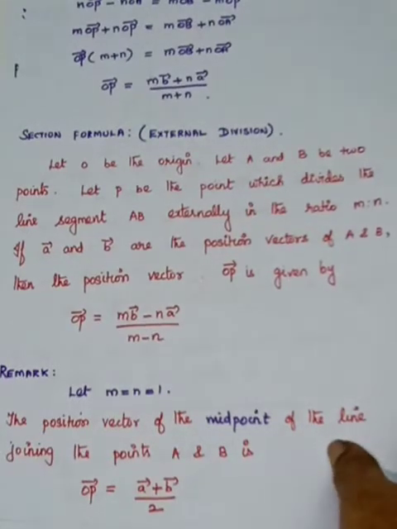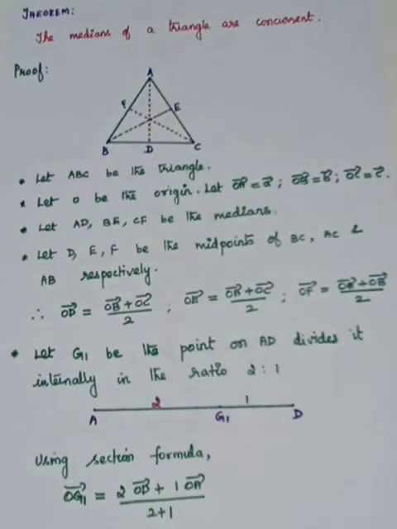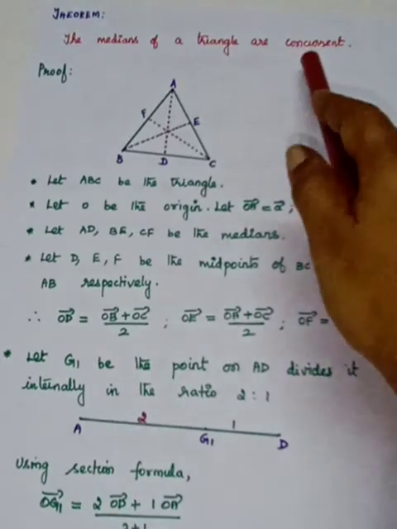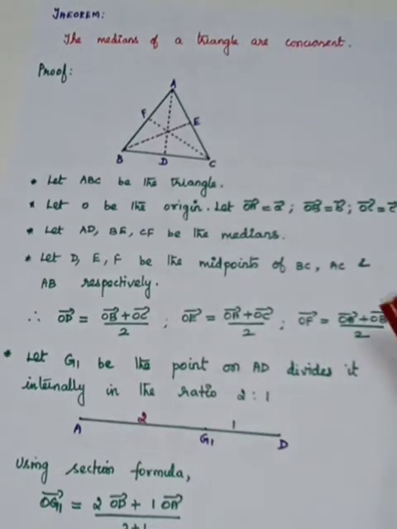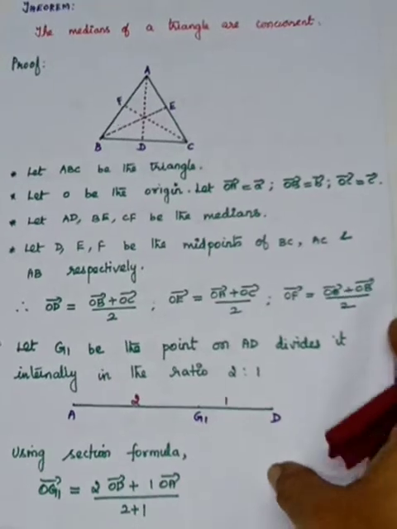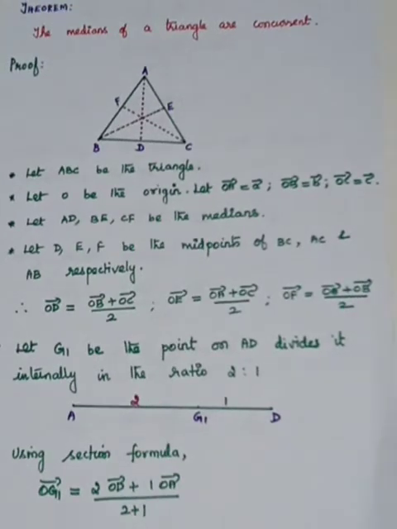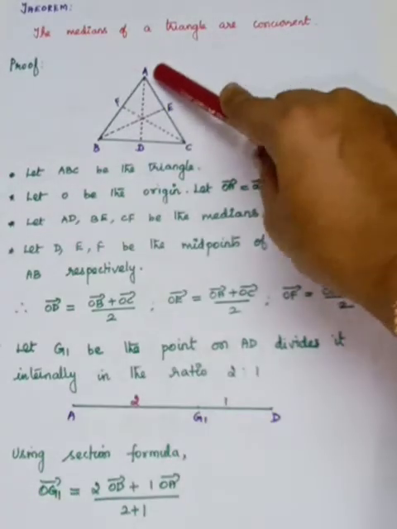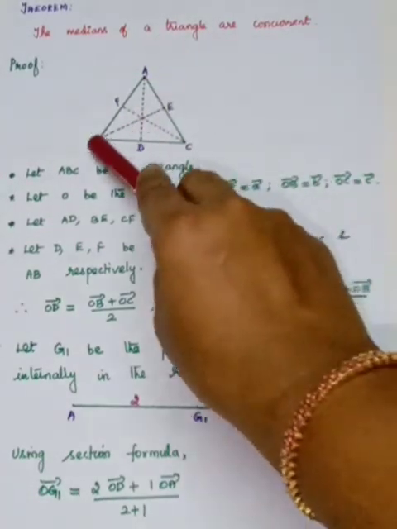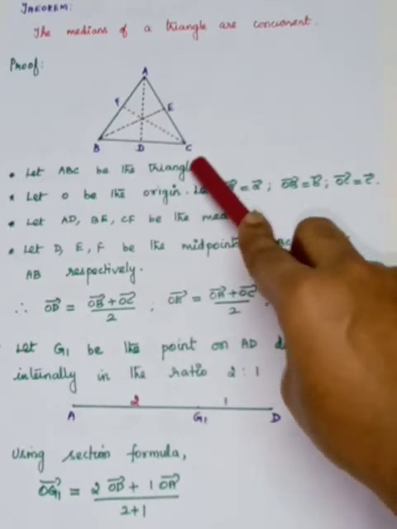Using this we are going to learn the theorem: medians of a triangle are concurrent. Concurrent means all the medians pass through the same point. So first we should know what the median is. A median is the line segment joining the vertex to the midpoint of the opposite side of the triangle.